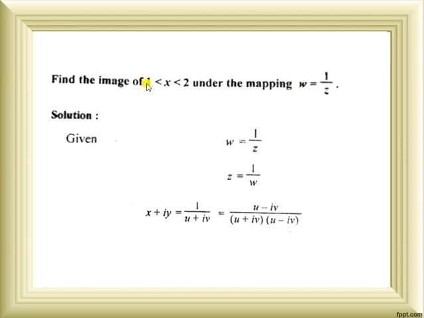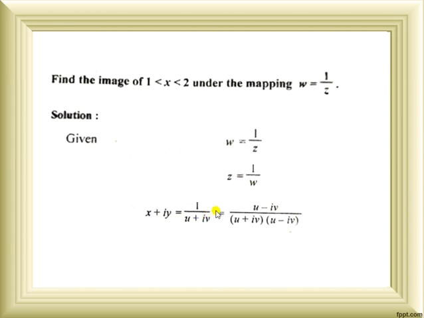So look at the next example in the same category. Find the image of the inequality 1 less than x less than 2 under the mapping W is equal to 1 by Z. I'm just rewriting the given transformation. This is one way of finding real and imaginary values. You can either go for the last problem's method, otherwise this is also okay. So the given transformation is W is equal to 1 by Z. I'm rewriting this as Z equal to 1 by W. Now Z is x plus iy and W is equal to u plus iv.